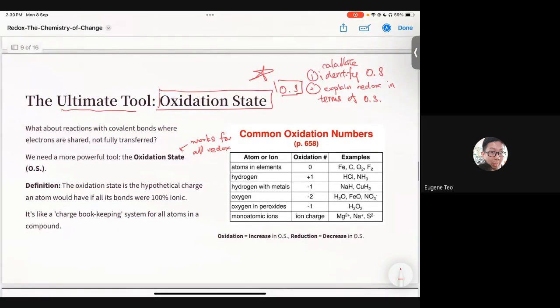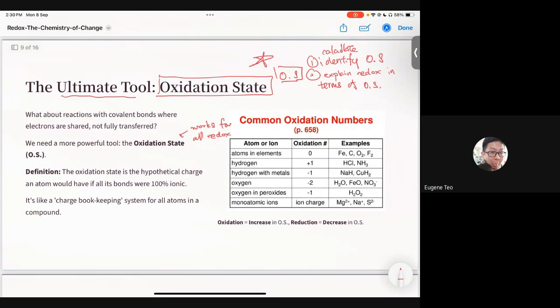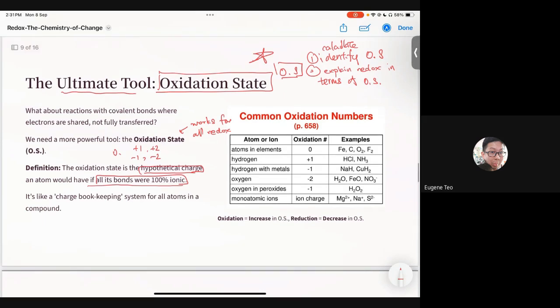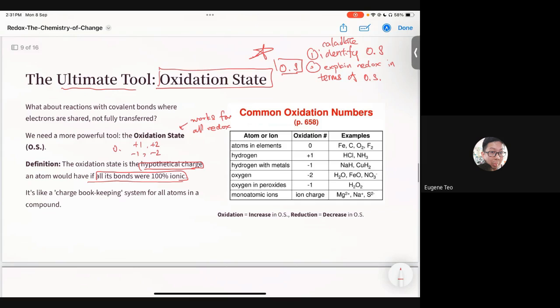Now, let me go through this. Oxidation state is like the hypothetical charge if all its bonds were 100% ionic. That's why you realize oxidation state will be in terms of +1, +2, or -1, -2, or 0. It feels like they are charges. It's because it is actually the hypothetical charge if the bonds were 100% ionic. So there are some rules that you need to follow. So what's the first rule?